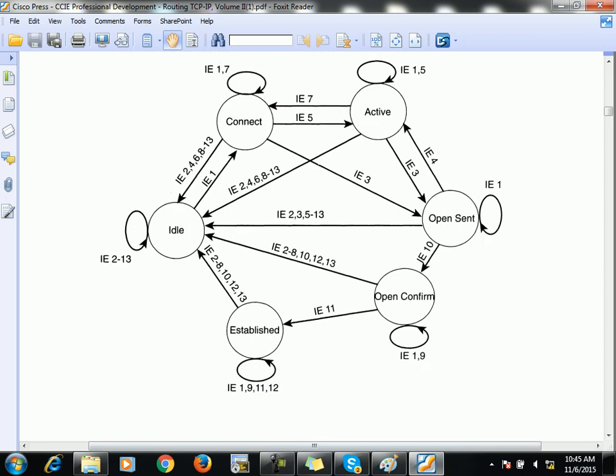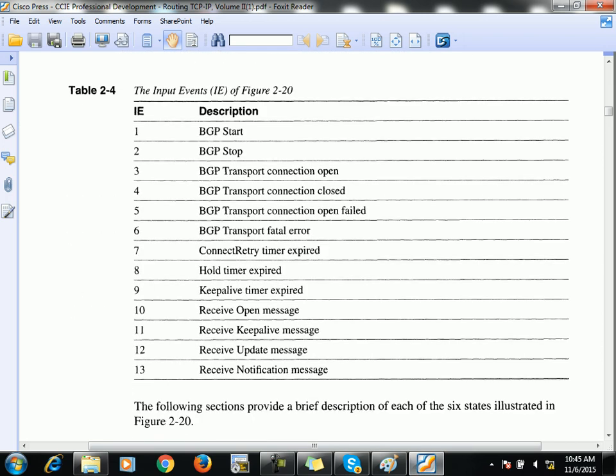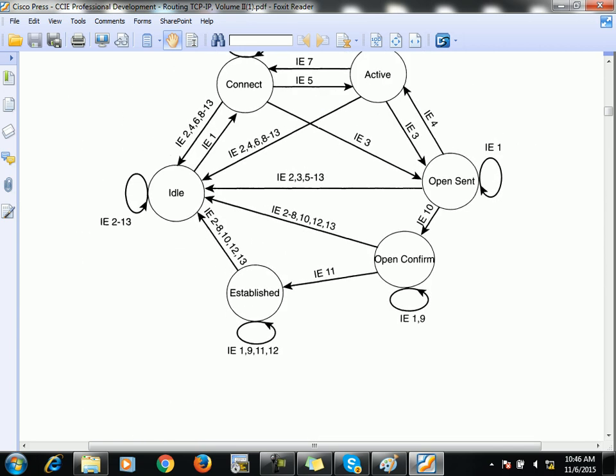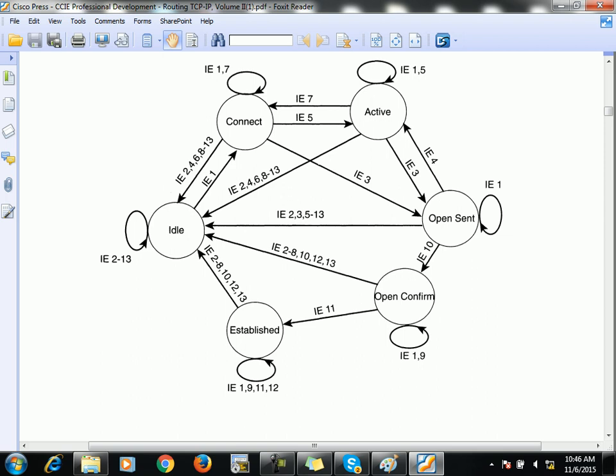If you look at input event 10, look here, sorry, receive open message. So if it receives an open message, it will move into open confirm. In open sent state, after receiving an open message it will move into open confirm, which means they have to generate an open message as well, and only then can the other side receive an open message, right? So they will send open messages, but once anyone has received an open message, then immediately I will move into open confirm.